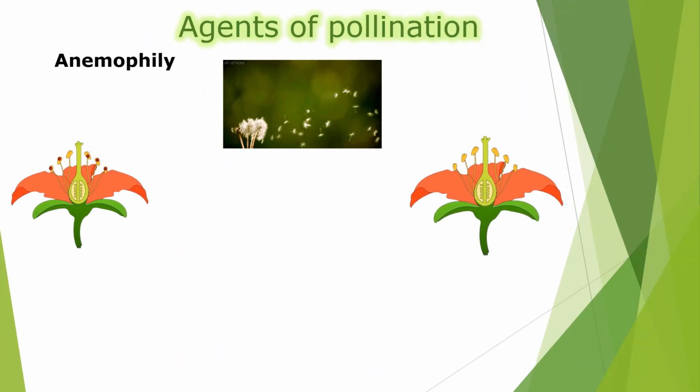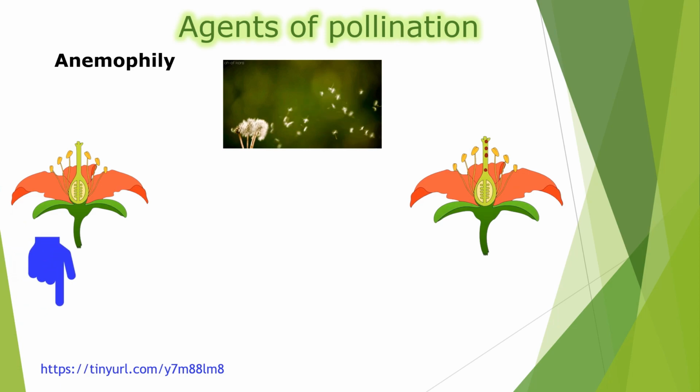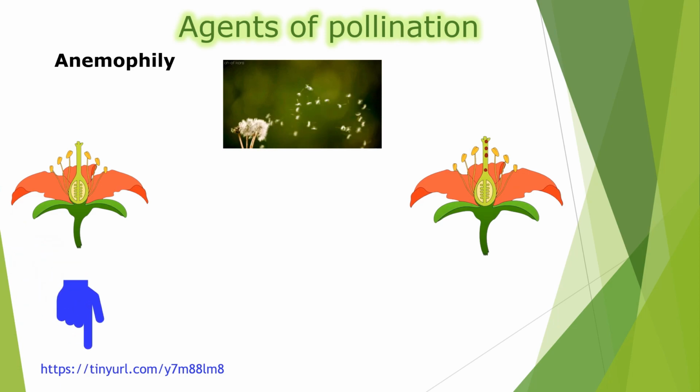In anemophily, pollens are airborne, that is, they're transferred through the wind to another flower, just like seed dispersal through the wind. Well, these are some of the examples where the plants get help through external agents in order to pollinate.